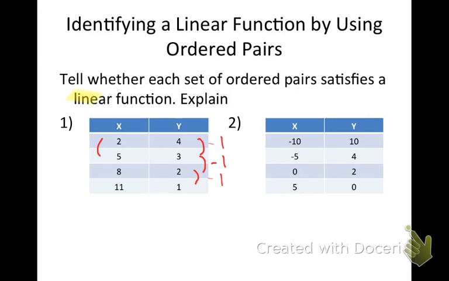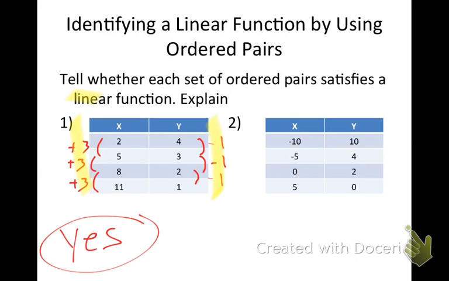From 2 to 5, what's the change? Increases 3. 5 to 8. Same. 8 to 11. Same, 3. Now, as I look at this, are my x's changing at the same rate? Yes. Are my y's changing at the same rate? Yes. So is this a linear function? Yes, it is. Okay. That would have a slope of, let's say, negative 1/3. That'd be my slope.